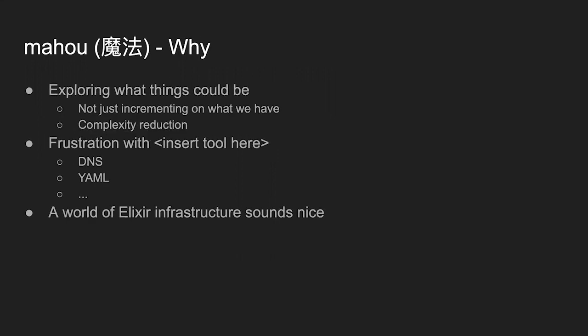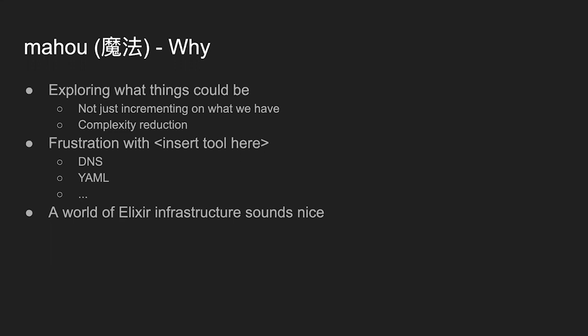So why would I make this? It's just an exploration into what things might be, not just incrementing on what we have the way tools like Kubernetes have. And the goal is also just trying to reduce complexity in what I as a developer have to see. If I can write little to no config, suddenly, hey, it's a really convenient thing for me when I can just run the up command and my code is automatically deployed everywhere. Everything that the system needs to know can be figured out automatically.